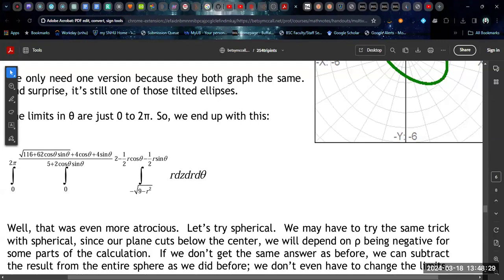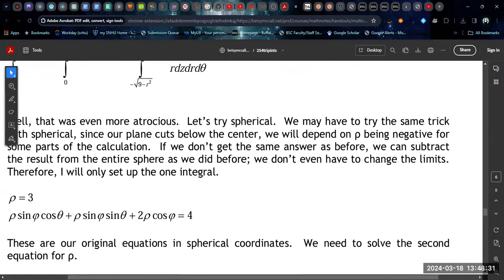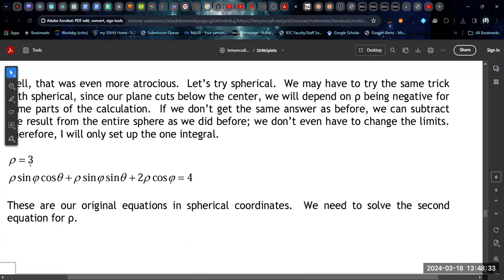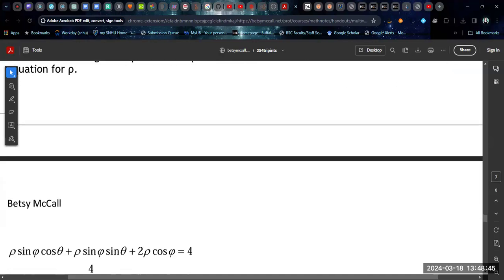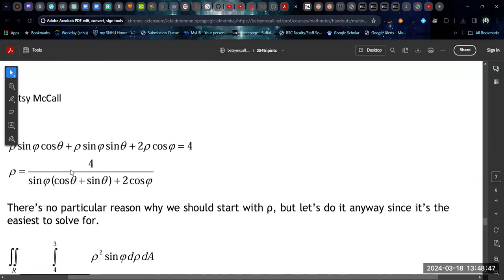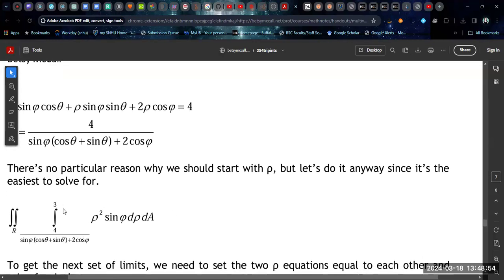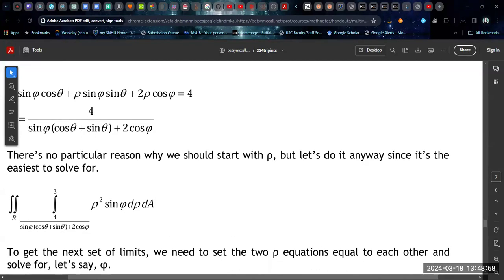And spherical is not any better. We get a sphere of radius 3, that's great, but our line is going to look like this. And then we need to solve the second equation here in terms of rho. So if we do that, we get this expression for rho. And then that's going to give us our rho integrals. Okay, so that seems fine to start with.